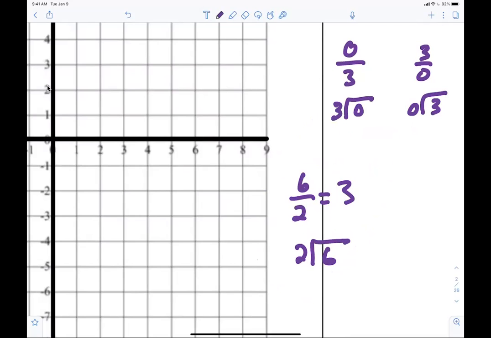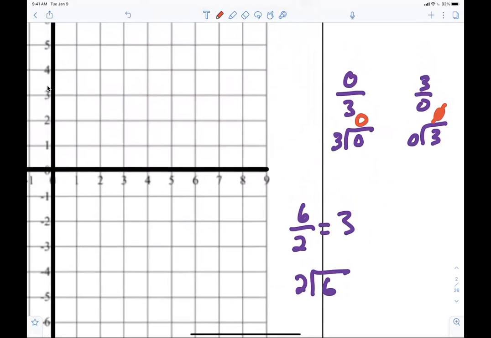So now what times 3 is 0? 0. That's why 0 over 3 is 0. The next question is, what times 0 is 3? That's why it's undefined. All right, so again, it's a division problem that doesn't work. It's a division problem that does not work. That's why you say it's undefined.